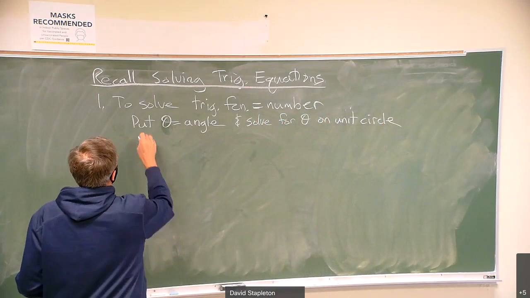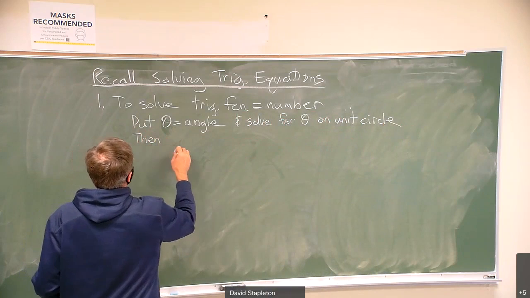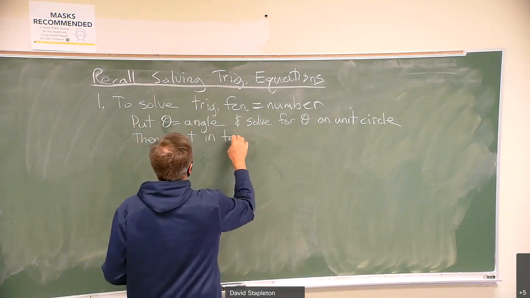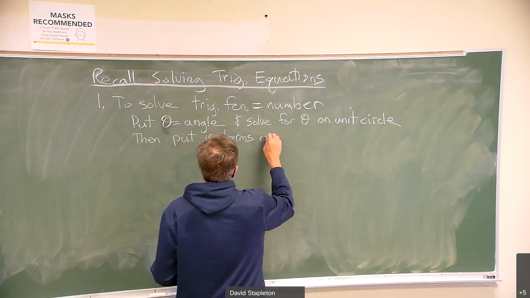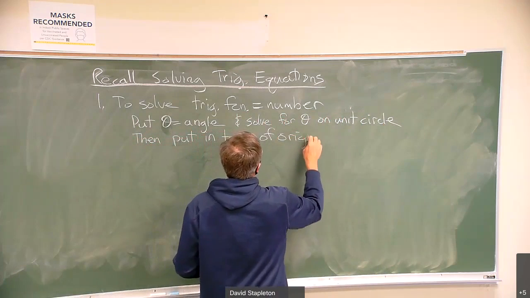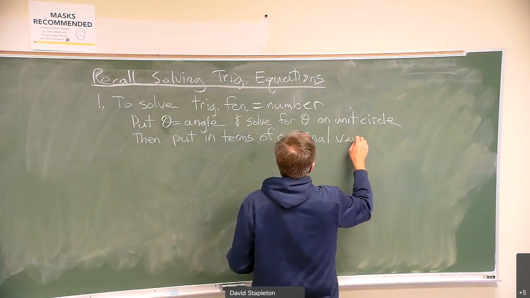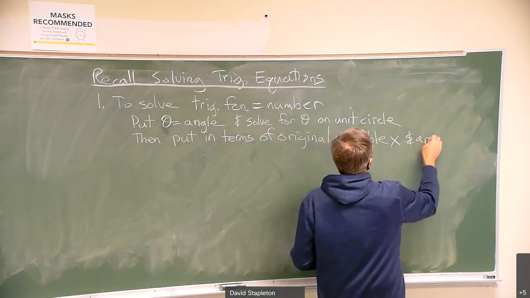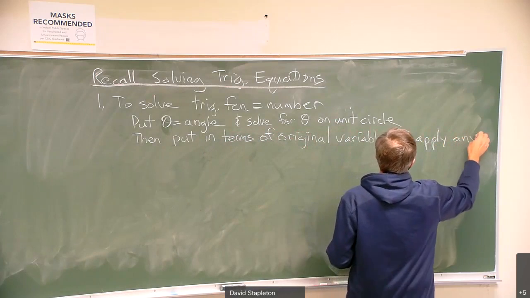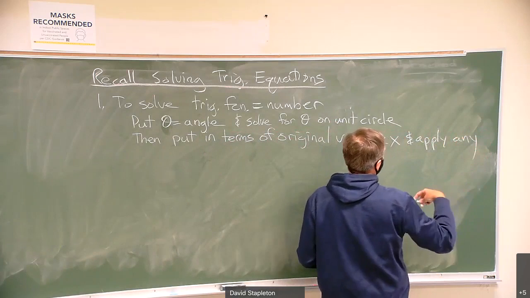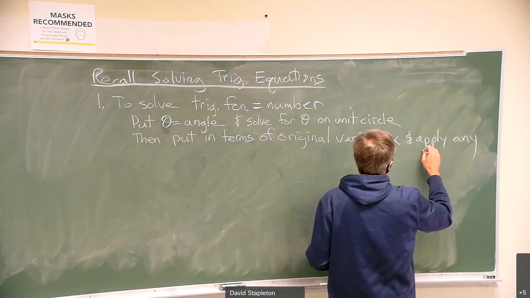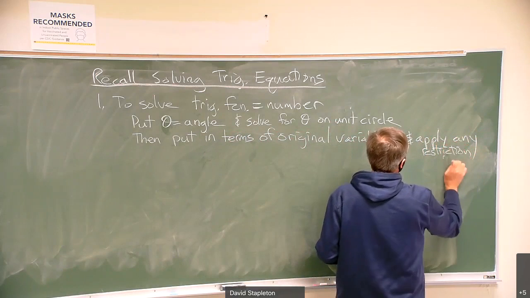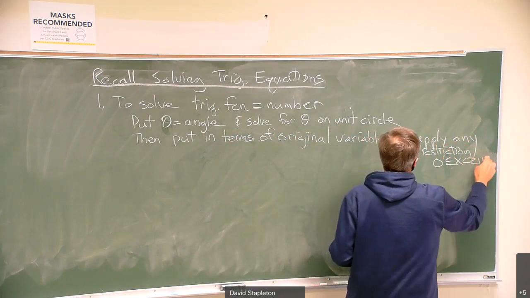And then put it in terms of the original variable, x, and apply any restriction, because I'm liable to say find x only between 0 and 2 pi. I only want the direction, not all the rotations. So applying any restriction, 0 less than or equal to x less than 2 pi, if given.